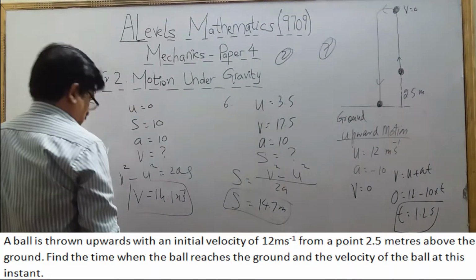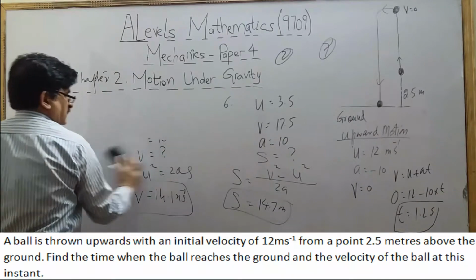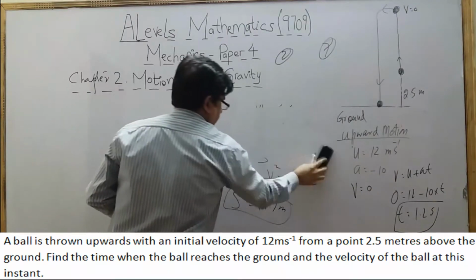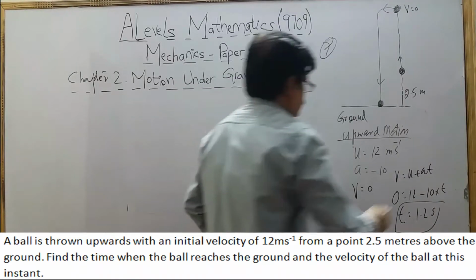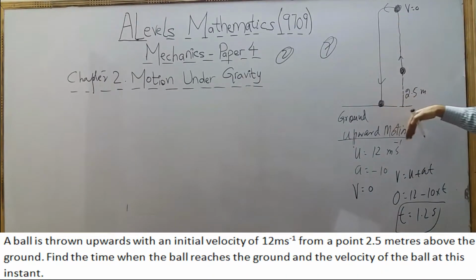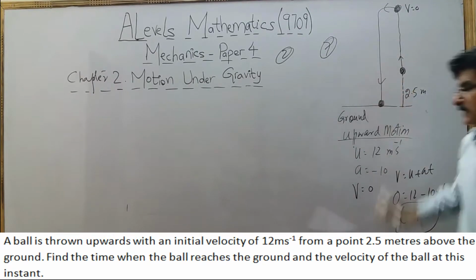Now we can find also the distance, because for downward motion, to find time, to find the velocity, we will need this total distance. So this distance is not required, but we need it for the next part.